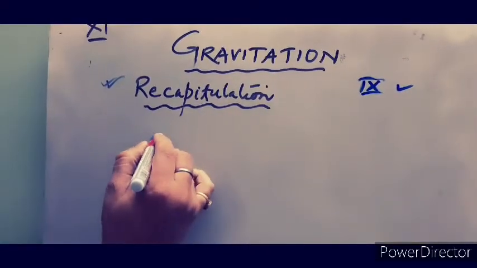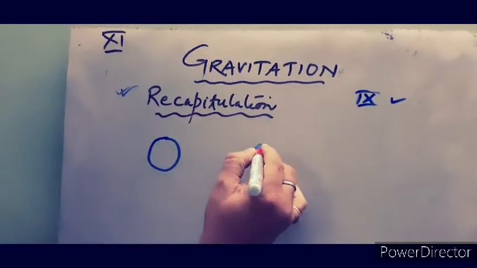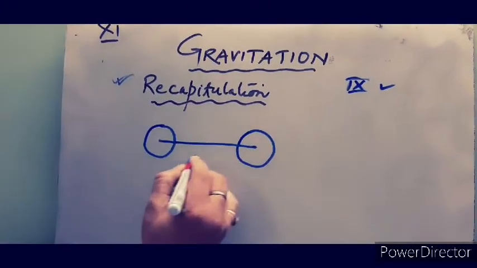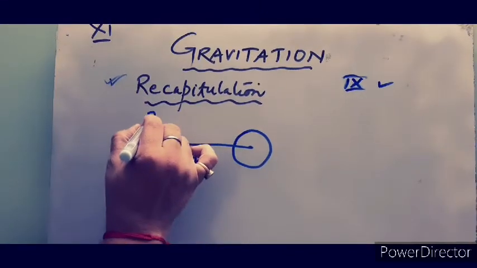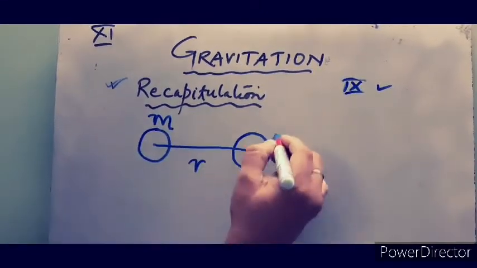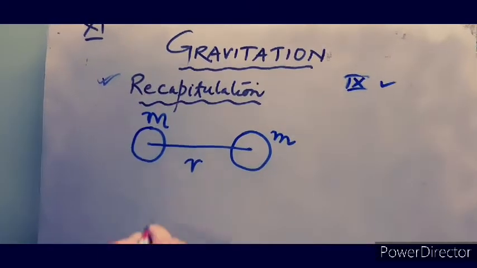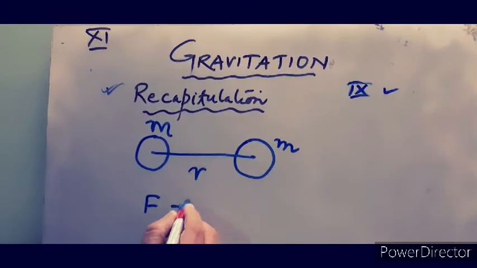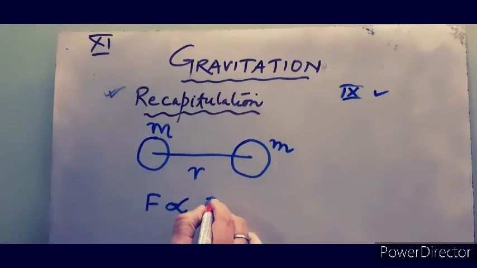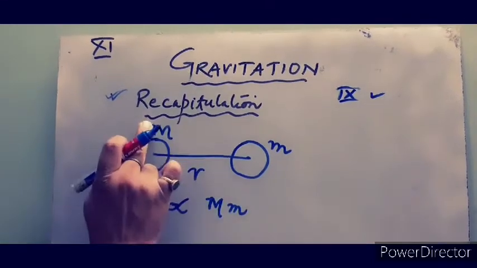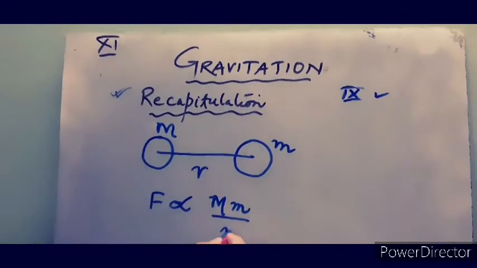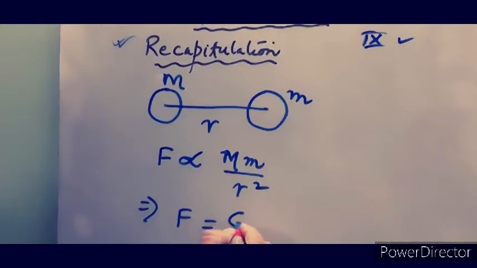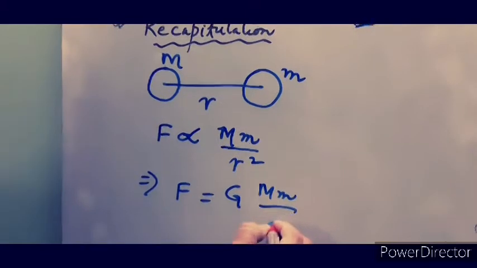The force of gravitation: say that two objects are there, and here the center of mass of these two objects. R is the distance between them. Here the mass of this object is capital M and this is small m. Then the force of gravitation is directly proportional to capital M, small m, divided by R square. F is equal to capital G M m by R square.